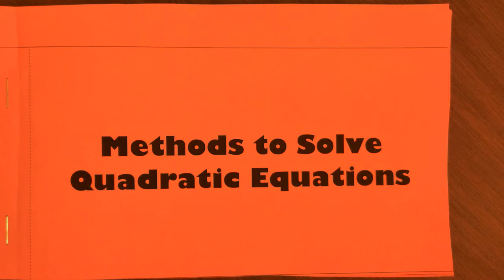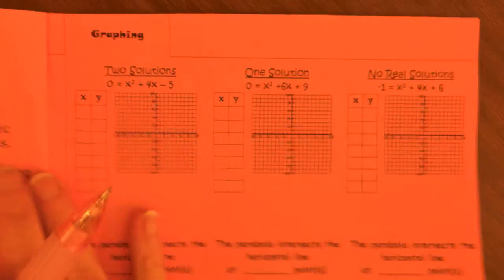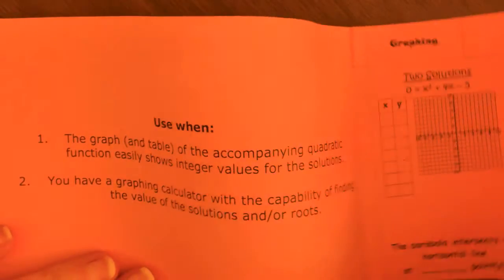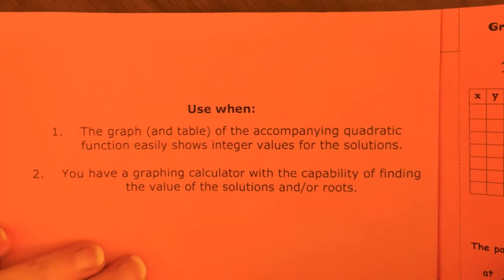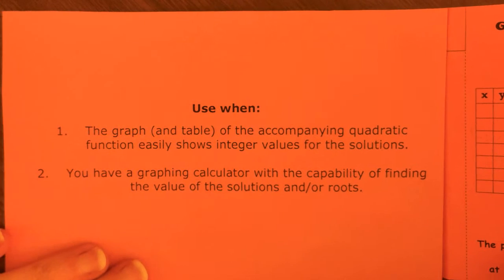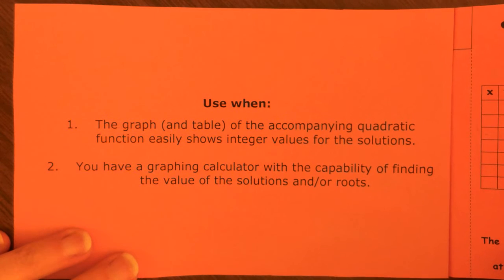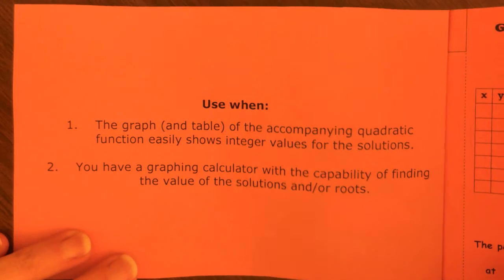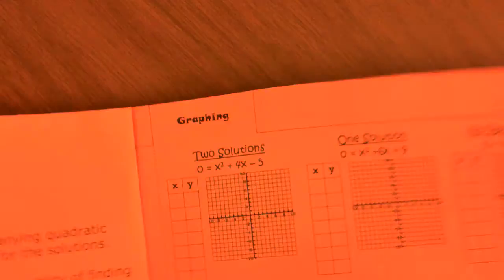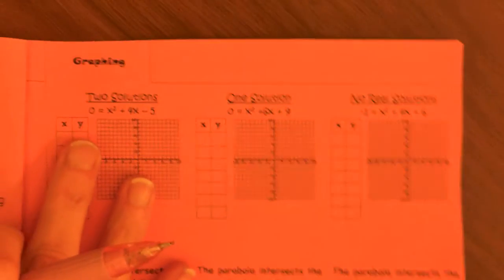Right, so right now we've learned graphing and tables to solve quadratic equations. And I know today's video is supposed to be specifically over using factoring, but I want to go ahead and just briefly review how we do graphing and when we do graphing. We're going to use graphing when the graph and/or table of the solution easily shows us integer values. So when we look at it, it's really obvious what the solution is that we're looking for. We're also going to use it if we have a graphing calculator handy and we can find those values easily in the table. So let's take a look and work through these really quickly.